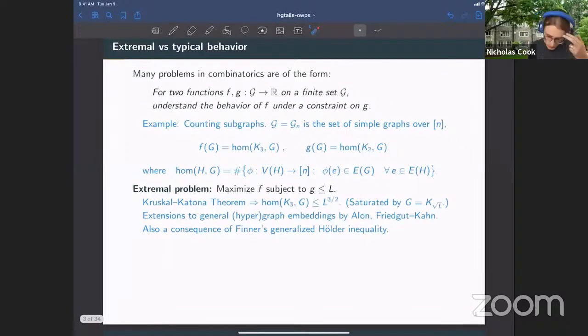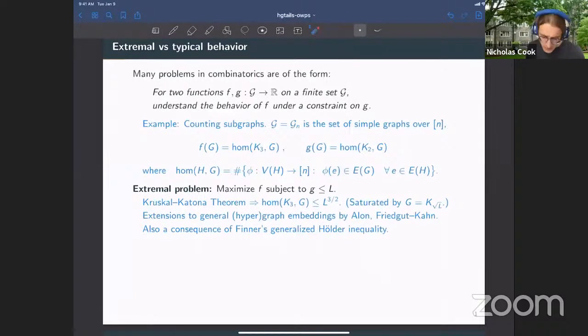And then, as Amir mentioned, you have the extremal problem, which is trying to maximize the number of triangles under an upper bound constraint on the number of edges. At least in the case of triangles, you can get this very easily in a lot of ways. There's a general bound having to do with simplicial complexes. The Kruskal-Katona theorem gives you an upper bound on the number of triangle embeddings: if you constrain the number of edge embeddings to be at most L, then the number of triangle embeddings is upper bounded by L to the 3/2. You get equality here for the case of a complete graph.